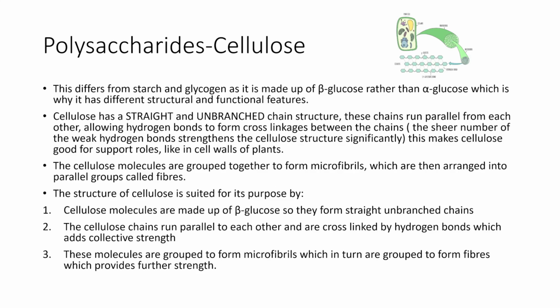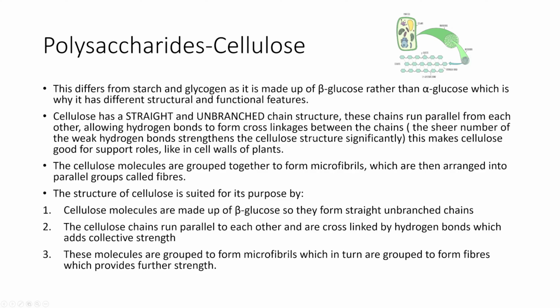The next polysaccharide we're going to be looking at is cellulose. Now this is different from glycogen and starch, as it's the polysaccharide that's made out of beta glucose rather than alpha glucose, which is why it has different structural and functional features. Because it's made out of beta glucose, it forms straight and unbranched chains. We can see these chains up here. These are cellulose chains. We can see this is beta glucose here.